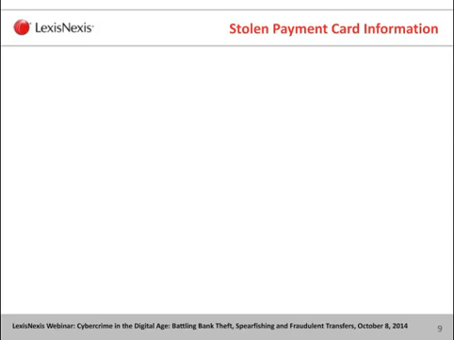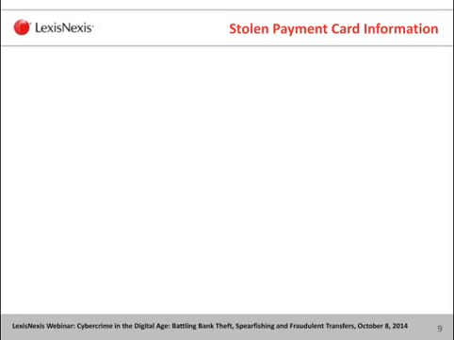Okay. Let's move on and talk about stolen payment card information. Now, stolen payment card information is a little bit of a different thing, but the kind of thing that I think we're hearing about a lot in the news. Matt, can you give us some examples of stolen payment card information and how that happens?